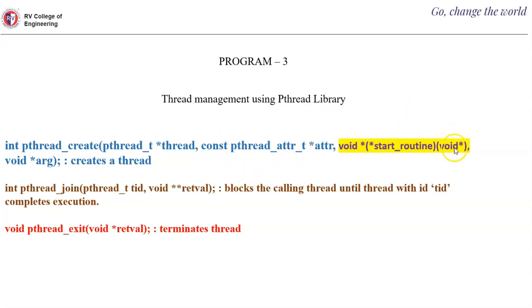The third argument is very important, as it's a function pointer, as you can see here. This is the function that the thread is going to execute, and the signature of this function is fixed. You can see it takes void star as an argument and returns void star. You cannot change the signature of this function. So basically here you're going to pass the function name.